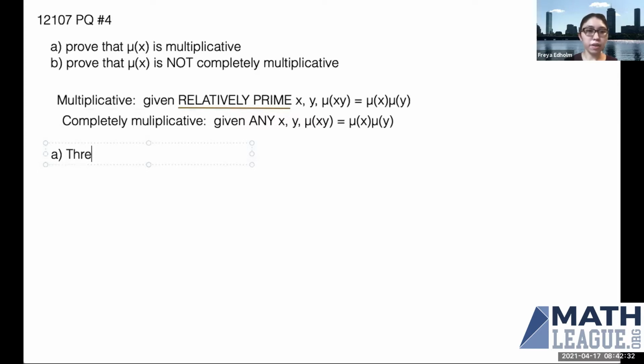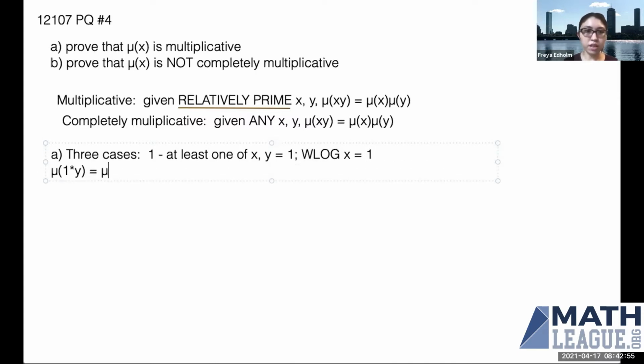So we have three cases to deal with. Case 1: at least one of x or y is equal to 1. Without loss of generality, let's say that x is equal to 1. So we have that mu of 1 times y is equal to mu of y. And since mu of 1 equals 1, we have that mu of 1 times y is equal to mu of 1 times mu of y. So that takes care of case 1.